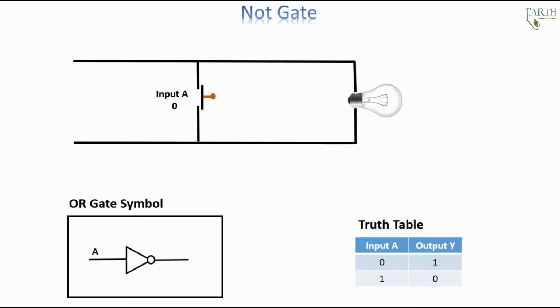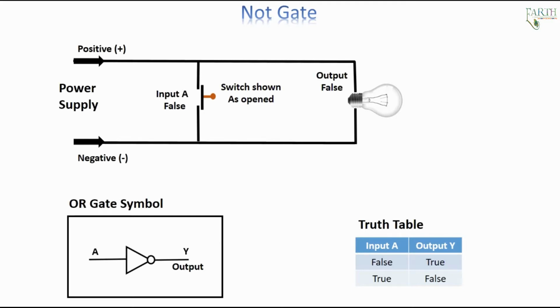NOT gate input A 0. NOT gate output Y 0. Power supply. Positive signal. Negative signal. 0 or false, 1 or true.